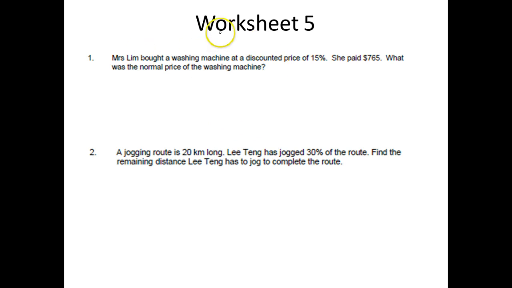Question 5. Worksheet 5, sorry. Question 1. Mrs. Lim bought a washing machine at a discounted price of 15%. She paid $765. What was the normal price of the washing machine? When there's a discount, we know there's a drop in the price. So the arrow goes down. Discounted price is 15%. Original price is 100%. So she paid 85%.